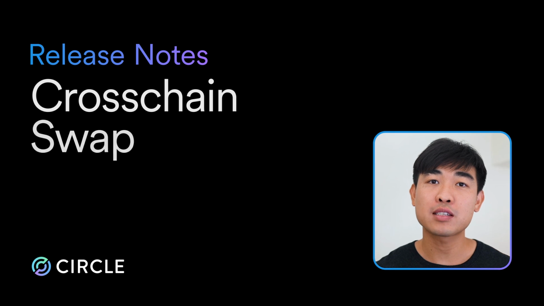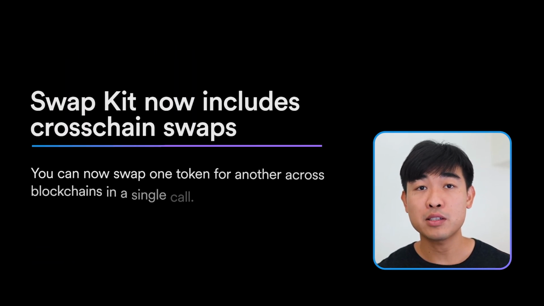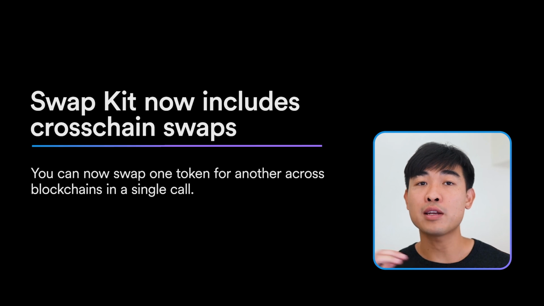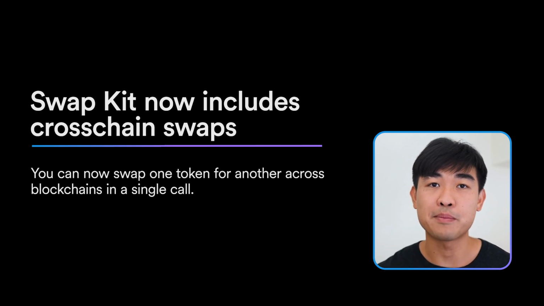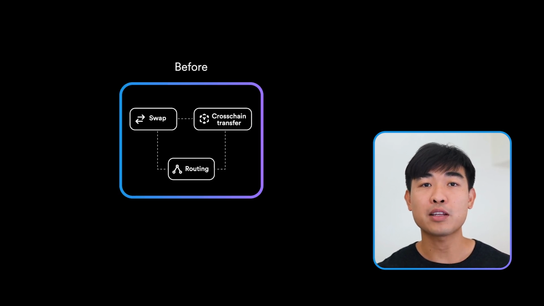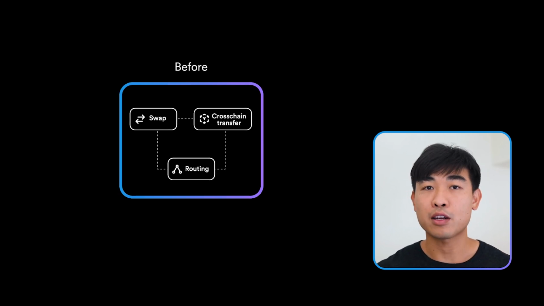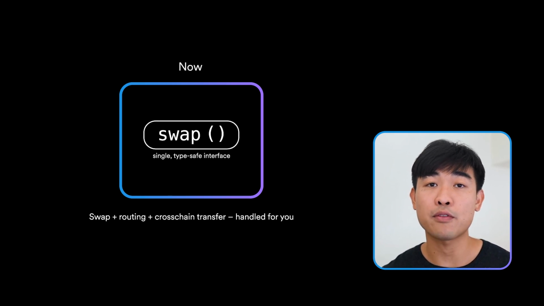In this release, we have expanded SwapKit to include cross-chain swaps. That means you can now swap one token for another across blockchains in a single call, not just on the same chain. So why does this matter? Before this, developers had to build separate swap, routing and cross-chain transfer logic from scratch. But now, it's just one meta call behind a single type-safe interface.